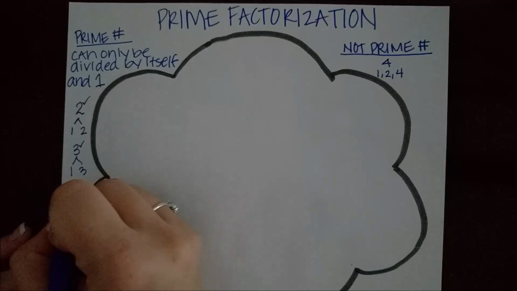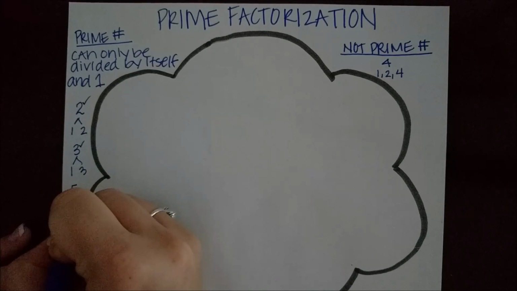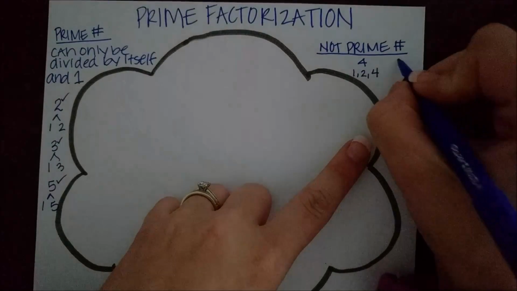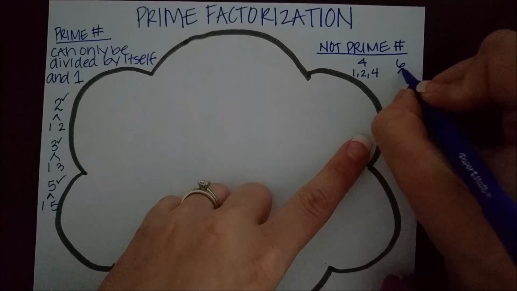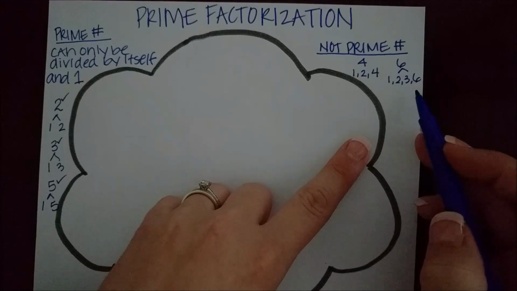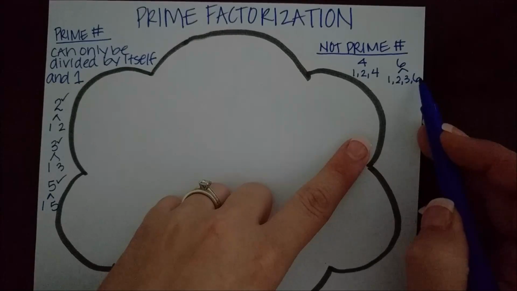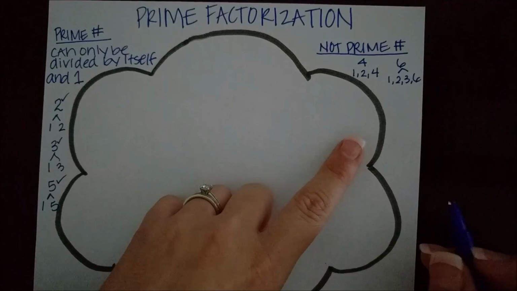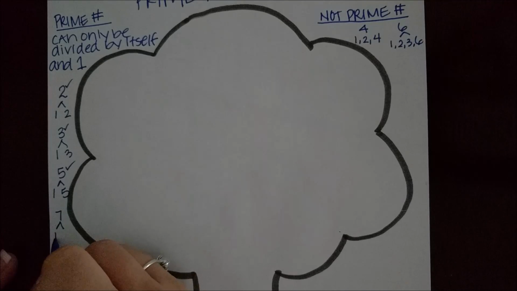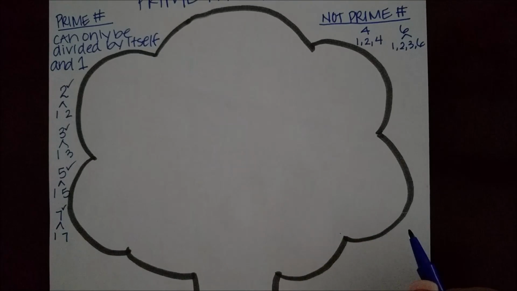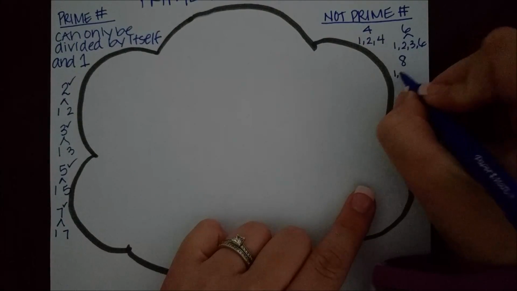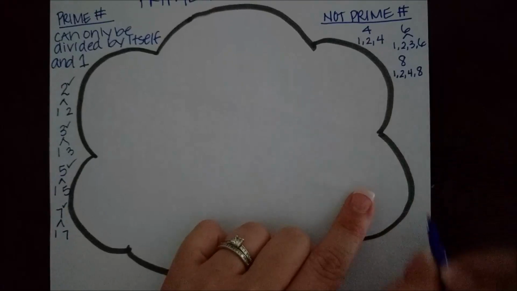What about 5? 5 can only be broken down into 1 and 5. So yes, 5 is prime. What about 6? The factors of 6 are 1, 2, 3, and 6. So 6 is not prime because it has factors other than itself and 1: 2 and 3. 7 would be a prime number. It can only be divided by itself and 1. The factors of 7 are only 1 and itself. 8 is not. 8, you've got 1, 2, 4, and 8.